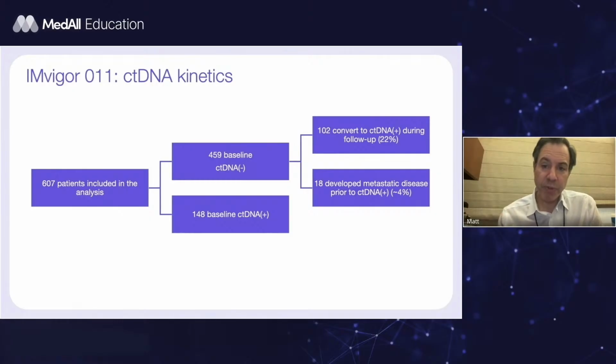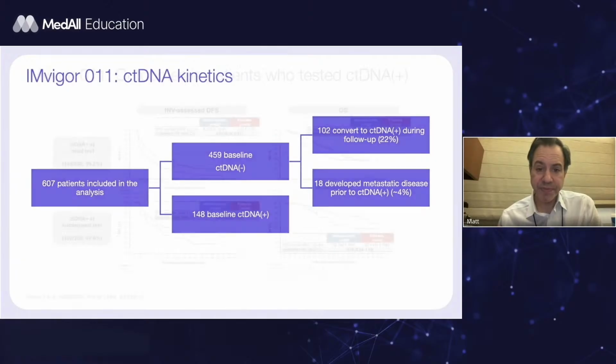So 607 patients were included in the analysis. 459 of those patients had a baseline undetectable ctDNA test. And those patients, remember, were monitored with serial ctDNA testing. Of those patients, 102 had conversion of their ctDNA assay from undetectable to detectable during that first year of follow-up. So a conversion rate of about 22% during that first year. 148 patients had a baseline detectable ctDNA test.